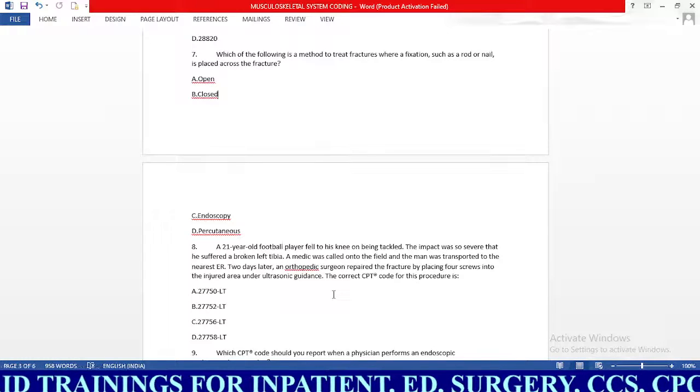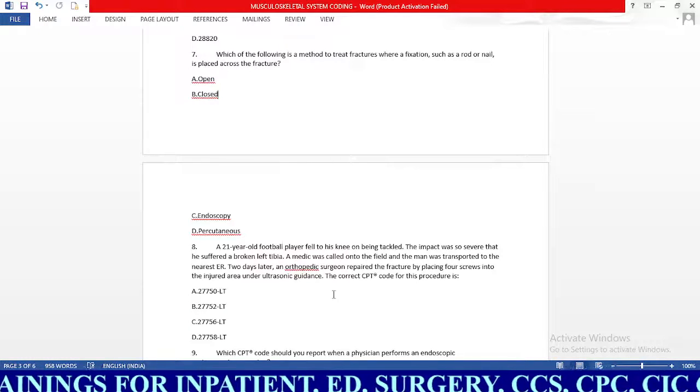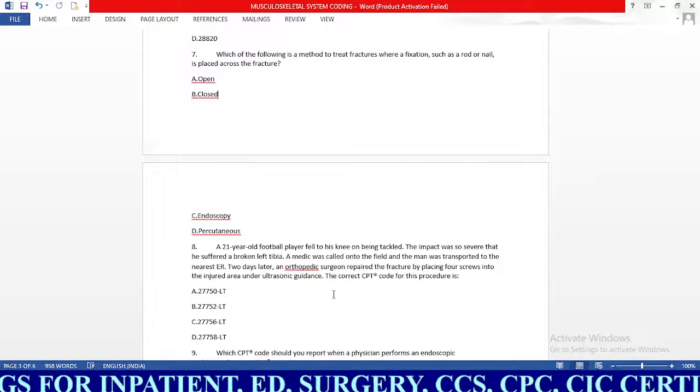So no problem, Neeraj. We need to remember all these keywords while coding operative reports.